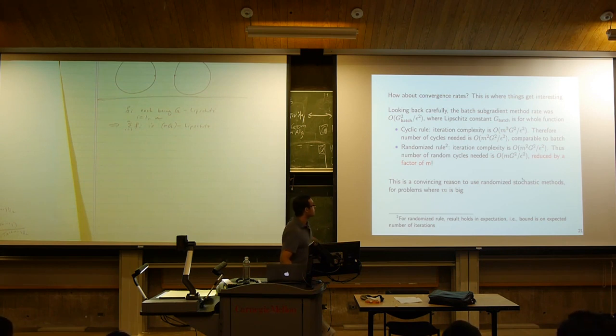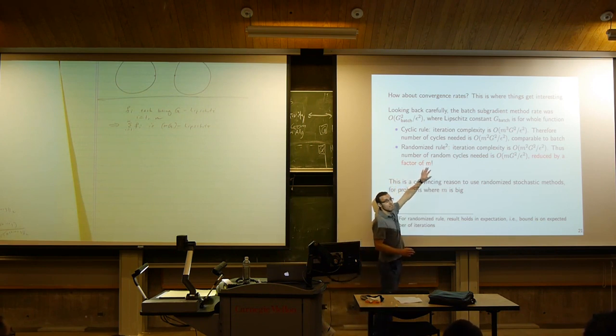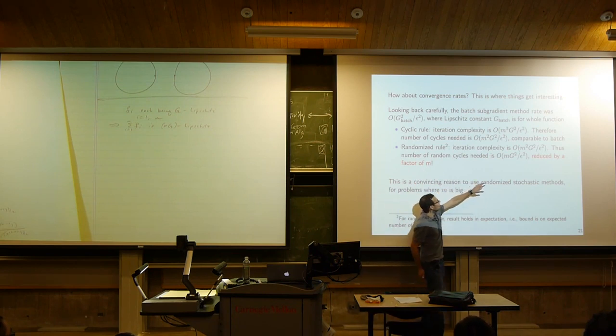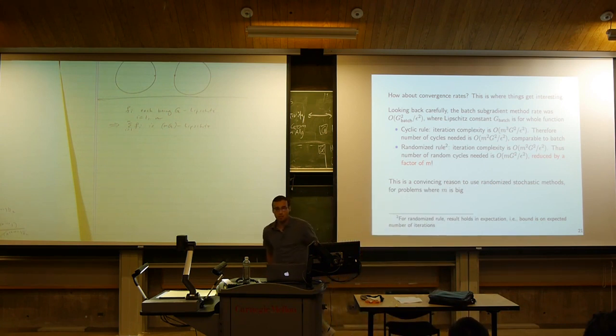Which means that if we want to ask how many cycles are needed in the randomized subgradient method in order to achieve an epsilon suboptimality bound, then the answer is m times g squared over epsilon squared. So it's a full factor of m faster than the batch method and the cyclic method. Okay, so if m is very large, then the randomized rule on paper appears to have an enormous savings, right, over the batch method or the cyclic method. So it's a pretty convincing reason, I'd say, to use randomized stochastic methods when m is large, right, because we get an epsilon suboptimal solution with essentially m fewer computations, where m is the number of functions.